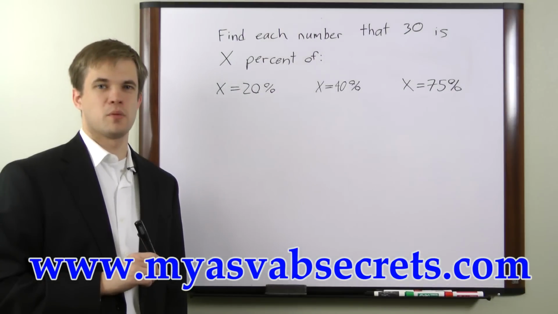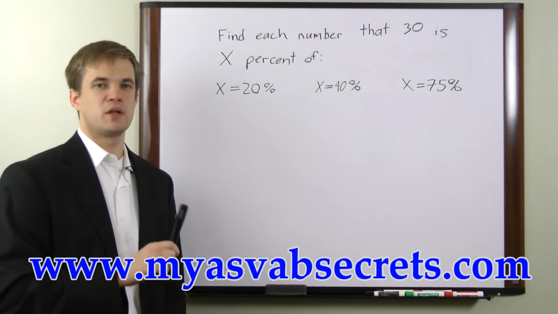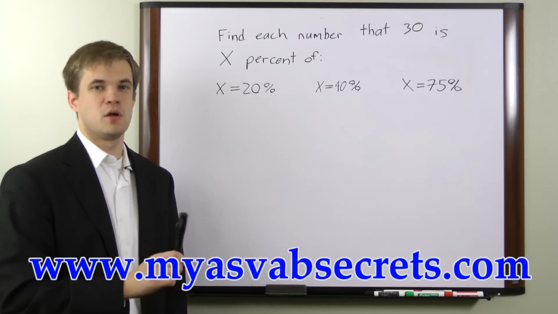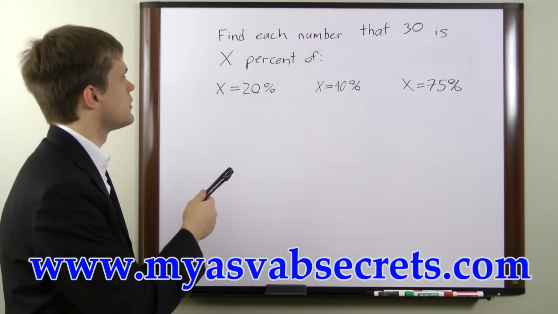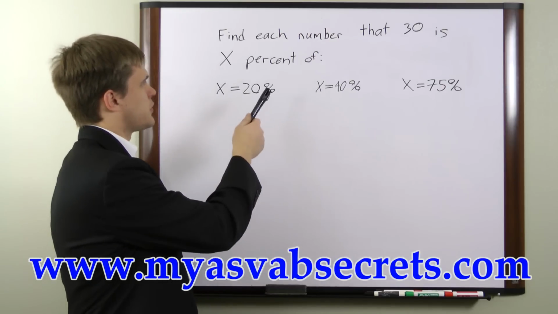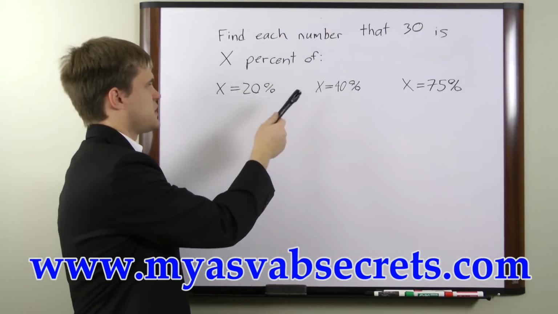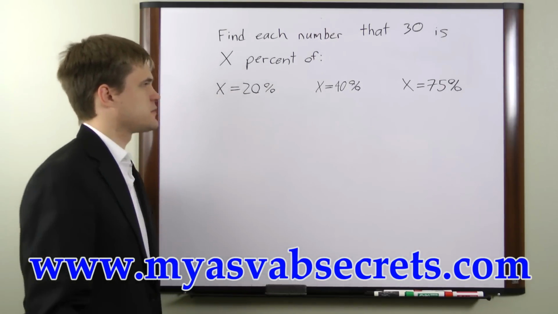On some percentage problems, you may be asked to find the whole given a part and a percentage. For instance, on this example here, we're asked to find the whole number that 30 is x% of for each of these values of x.